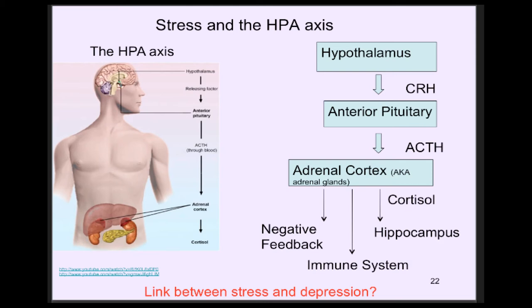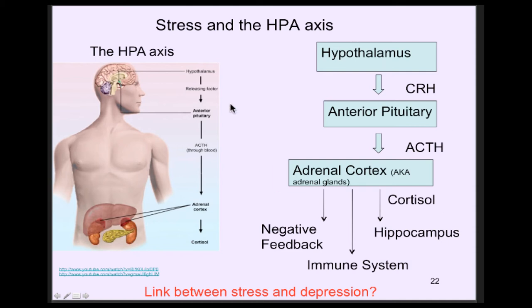Now let's look at the influence of stress. And to understand stress, we have to understand this set of structures that make up the HPA. The HPA stands for the hypothalamus, the anterior pituitary, and the adrenal cortex, also known as the adrenal glands. And so this is a connection between the brain and the hormonal system through the adrenal glands, because the adrenal glands are going to release cortisol, commonly known as the stress hormone.